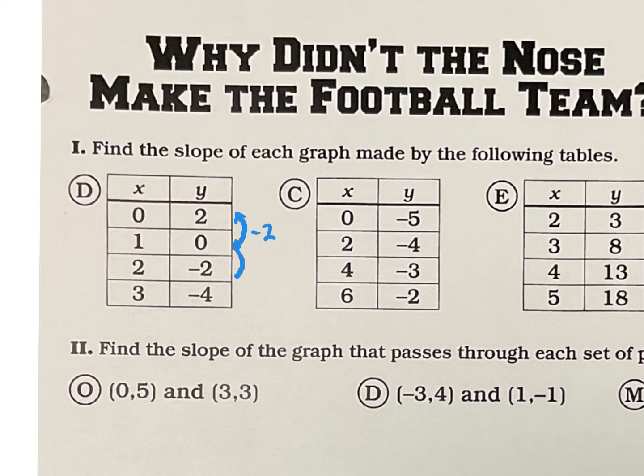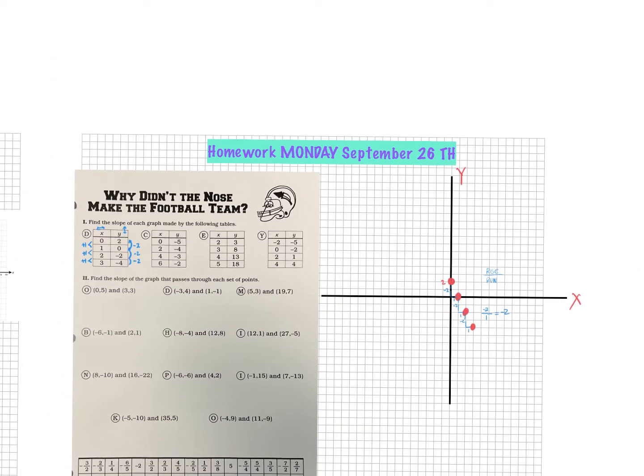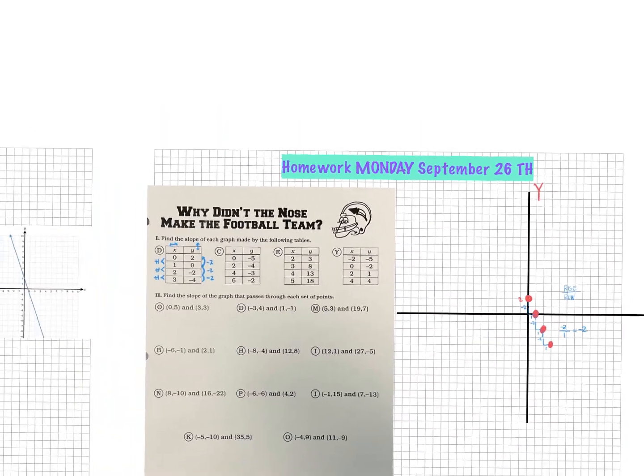And then it went down 2 again, and then down 2 again. So we can actually see how much it was climbing. It was going down 2 every time because this is the up and down axis. This is the left and right axis. So this was over 1, over 1, over 1. That's how much it moved. That's why these numbers over here were down 2 over 1.